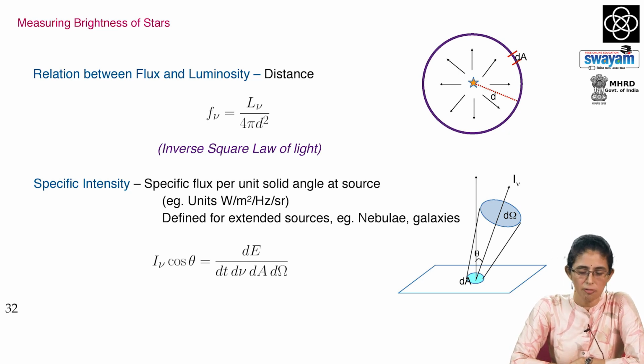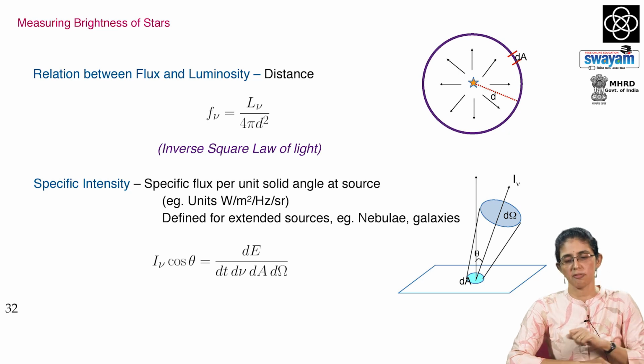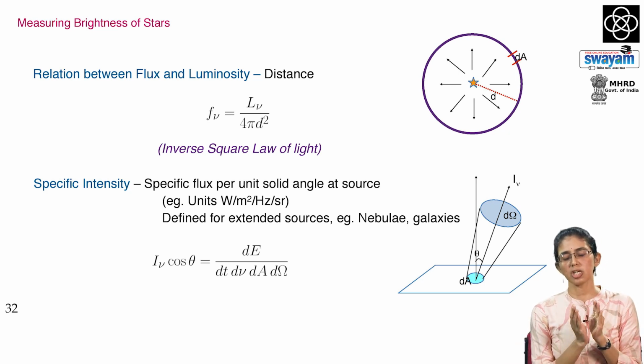We also very often define another unit for measuring the light coming from stars and galaxies, more often for galaxies rather than stars, that is known as specific intensity, because this is generally described for extended objects and cannot be defined for point like objects like stars. This is the energy being received per unit solid angle, per unit area, per unit time, per unit frequency.